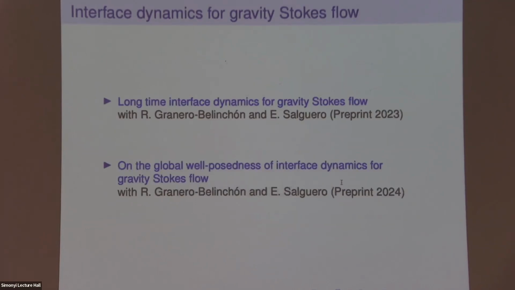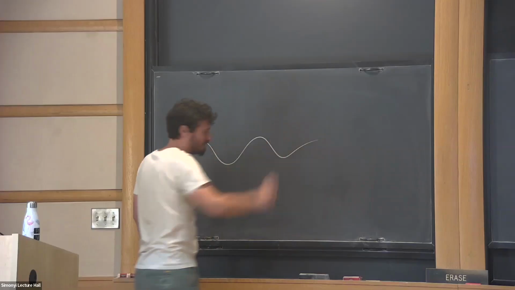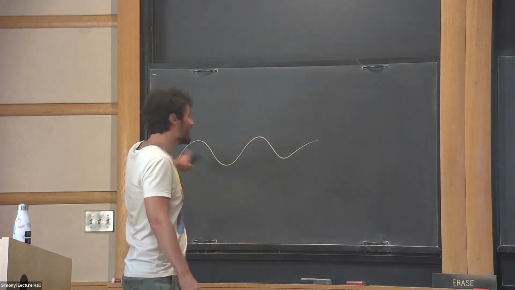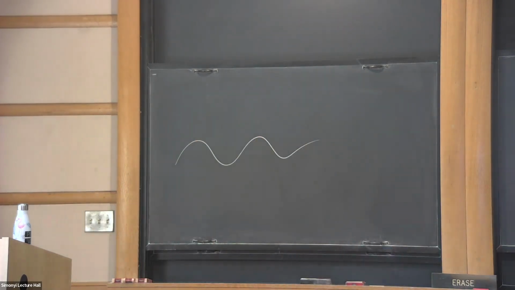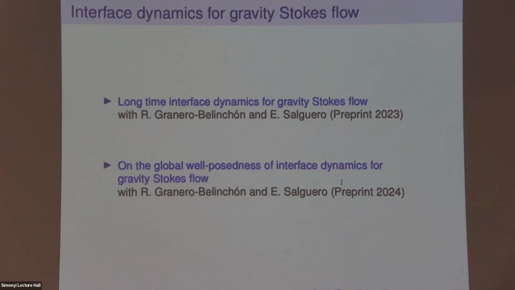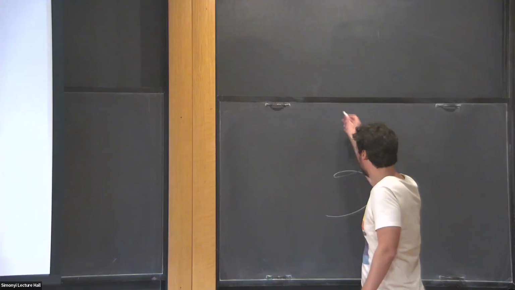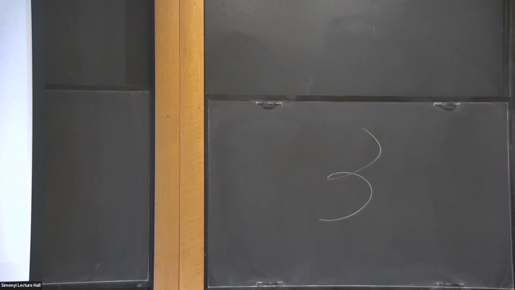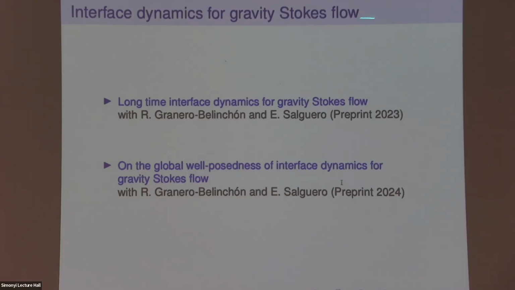Okay, so first I'm gonna talk about interface dynamics. This is what I mean by coherent structures. Let's think that we have two different fluids and an interface between them, and I want to understand the dynamics. And also, instead of having an interface between two-dimensional flows, later I'm gonna go to 3D and talk about vortex filaments. So my first topic is gonna be Stokes flows moving by gravity. This is joint work with Rafa Granero in Cantabria and Elena Salguero at the Max Planck in Leipzig.